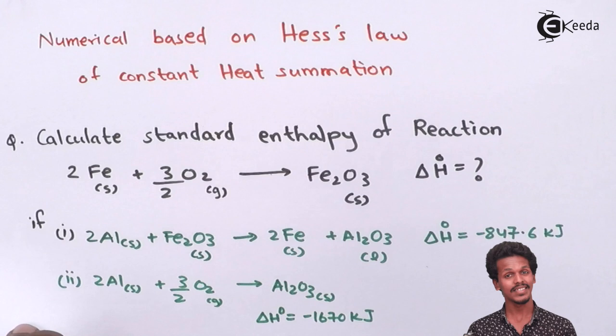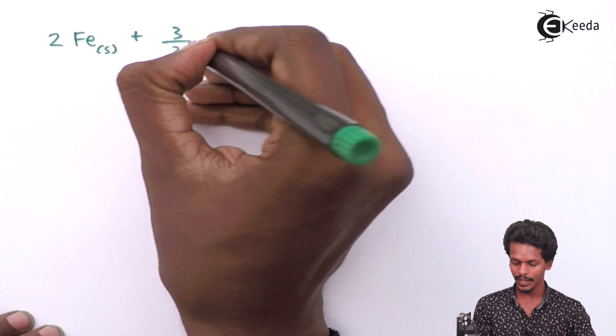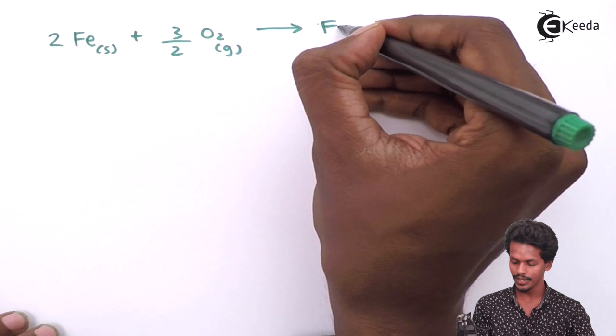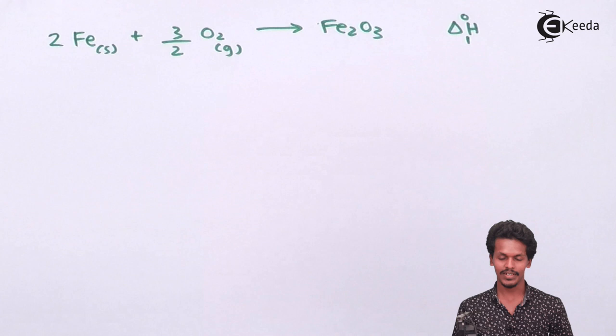So the main reaction that we need is 2 times Fe, iron, which is present in solid state, plus 3/2 times O2, which is present in gaseous state, and from that we will get Fe2O3, which has a delta H naught of, suppose, H1. This is what we have considered.